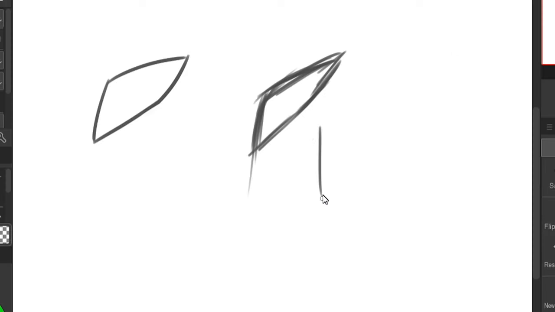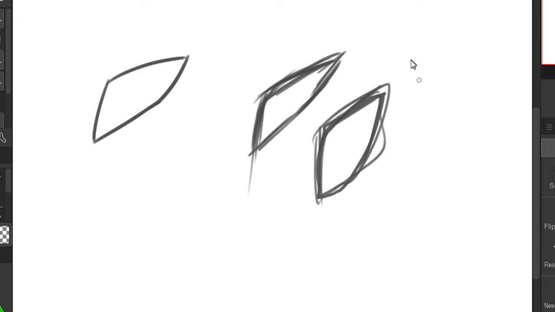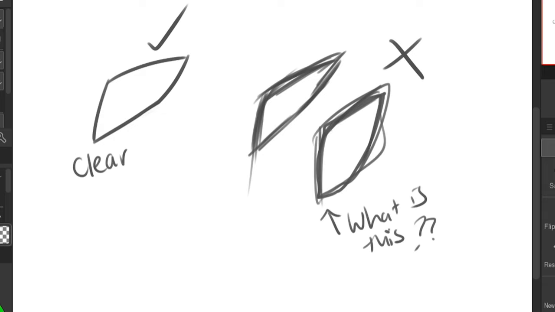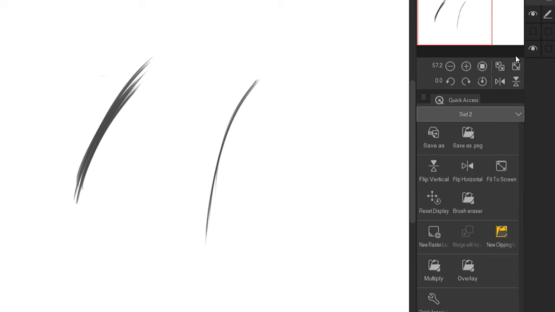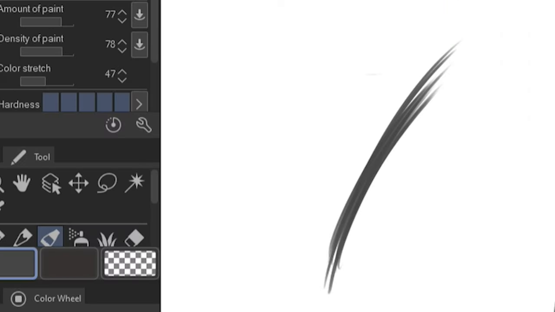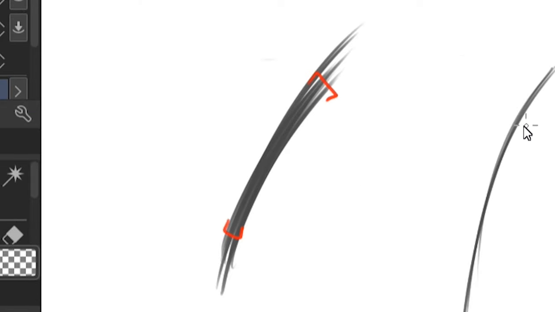Why is clarity important? When you make lines like this and you go over and over again, what you have here is just too much decision space. So let's compare the thickness of the clarity line versus the one that you go over and over again. You can see that in the second one, the lines are too thick compared to the first one.